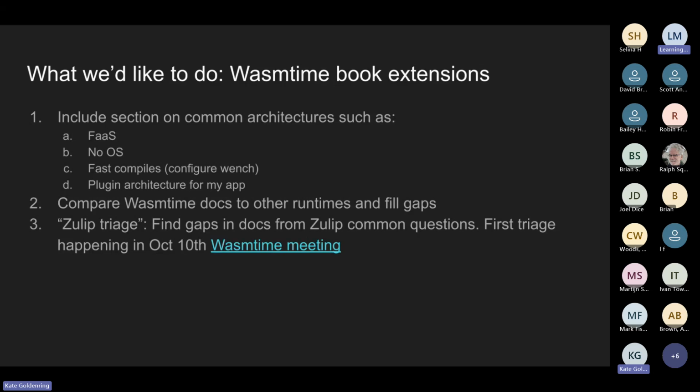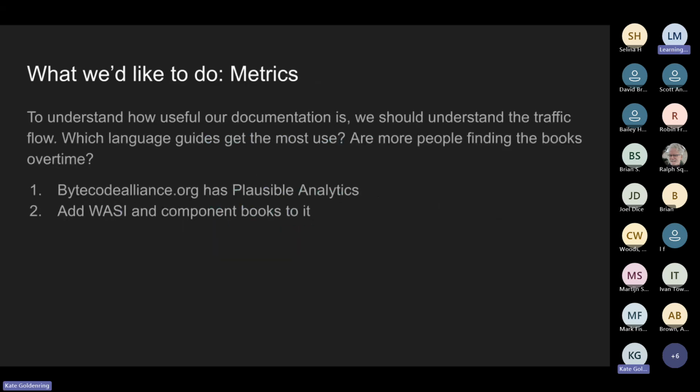And we also want to fill gaps in the Wasmtime book by seeing what the gaps are. So compare it to other runtimes. Do they have certain documentation that we don't, but we do have that support, and kind of fill in that gap. And then, like I mentioned, the Zulip triage, we'll be trying that for the first time in the next Wasmtime meeting. And now I'll pass it over to Danny.